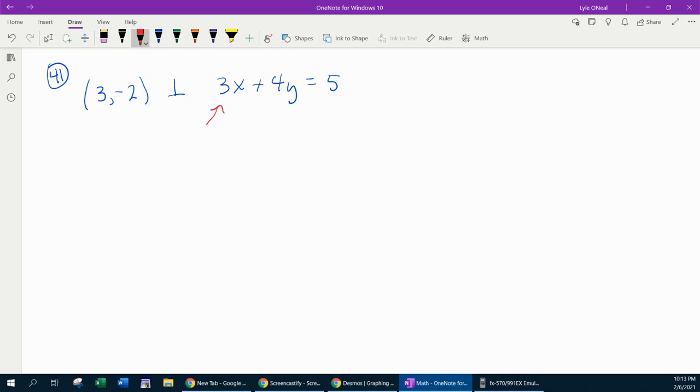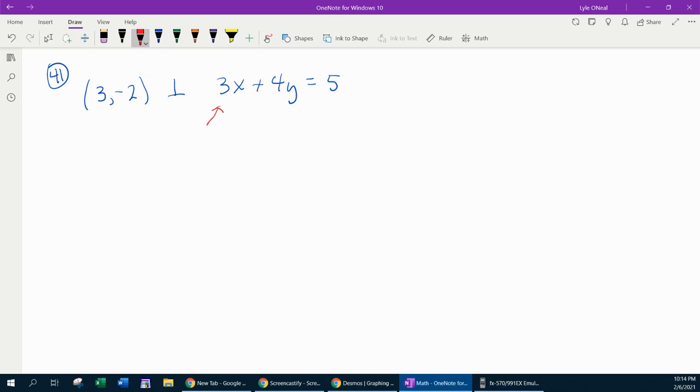Our objective is to take this equation and get it in slope-intercept form so that I can find the slope. And then since these are going to be perpendicular lines, I'll need to take that slope and flip and change the sign. Once I have the slope, then I'll have a point and the slope, and I can use point-slope form. That's our game plan.